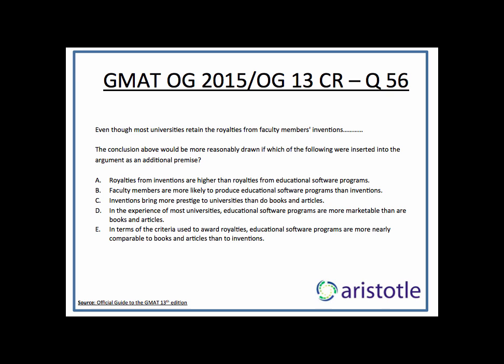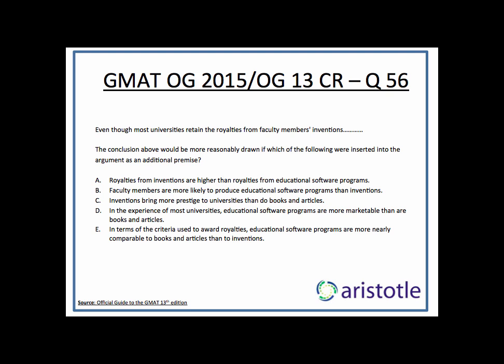So, if you paraphrase the argument, all it says is faculty members should retain the royalties from computer software because faculty members retain the royalties from books and articles. That's all that the argument is saying. So then what is the assumption? Because there's no connection between computer software and books and articles. So the assumption has to be that there is some aspect in which books and computer software are similar. That is the reason why the royalties from software should also go to the faculty members and not to universities.